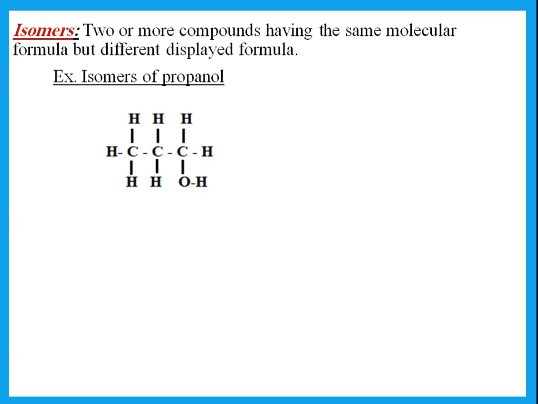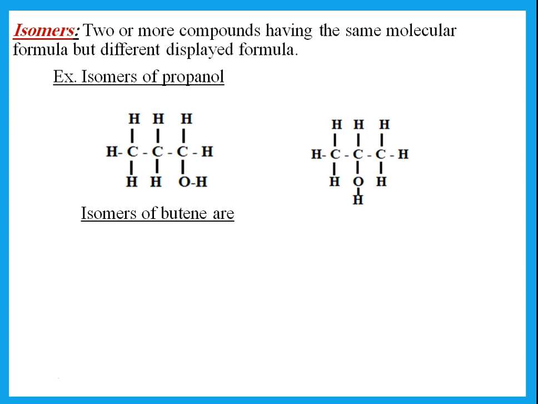Now, the other way of putting the OH will be somewhere in the middle. So I have 2 options. I can either put the OH on one end, either there at the end here or the other end, or I put it in the middle. Now these 2 compounds have the same molecular formula. They have the same number of carbons, same number of hydrogens, same number of oxygens, but they have different displayed formula, so they are called isomers of each other. So these are called isomers of propanol.